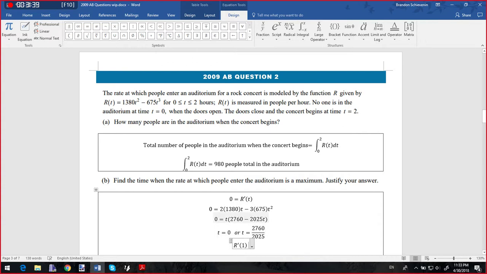Okay, I've got a t on the outside, so this will be 1 times 207.60 minus 2025 times 1. So that should be positive. If I do r prime at 2 instead, will that be positive or negative?